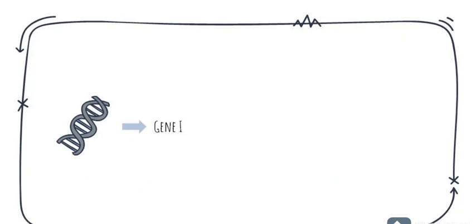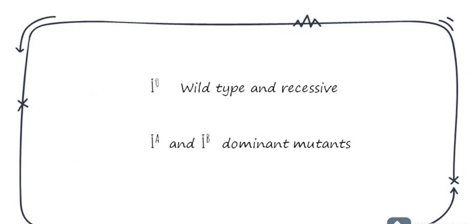ABO blood groups are controlled by the gene I. Gene I has three alleles represented as IA, IB, IO or small letter i. ABO blood grouping is a good example of multiple alleles, as there are more than two alleles governing the same character. Allele IO is wild type and recessive.